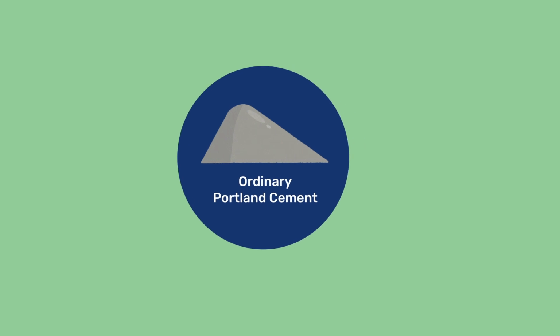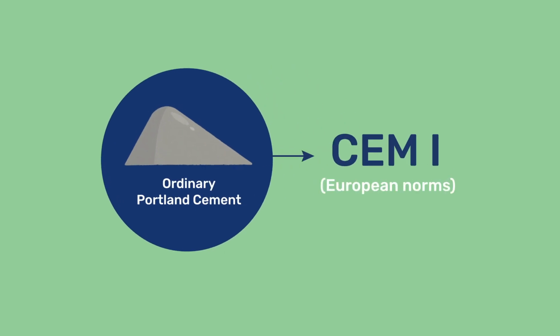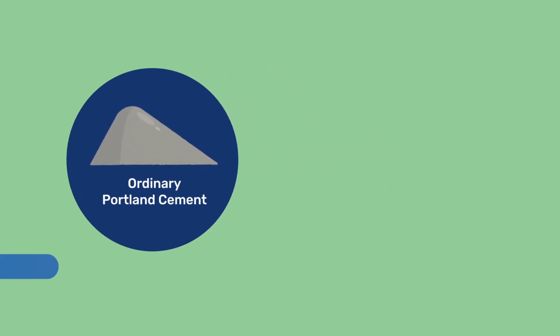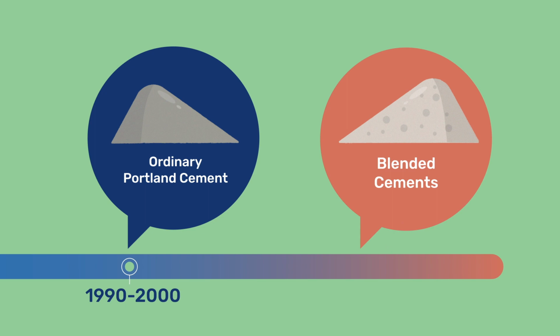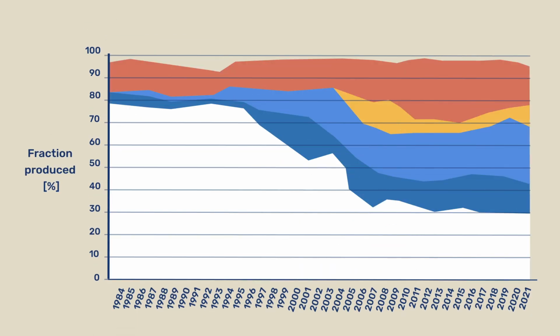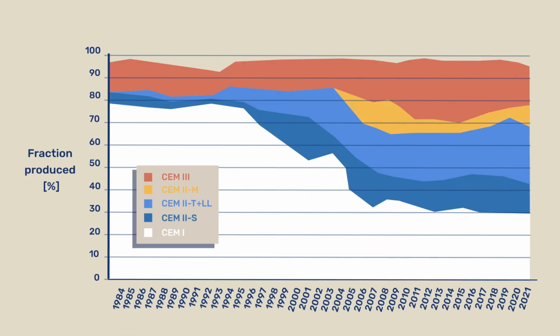Ordinary Portland cement, noted CEM I in European norms, was the most common cement until between 1990 and 2000, after which blended cements became increasingly used. This is shown here for the case of Germany, which is representative for countries who, around that time, took various steps to reduce CO2 emissions from the cement industry.